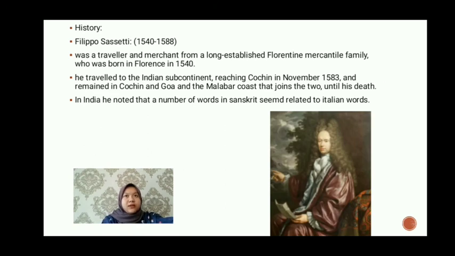Filippo Sassetti was a traveler and merchant from a long-established Florentine mercantile family, who was born in Florence. He traveled to the Indian subcontinent, reaching Cochin in November, and remained in Cochin and Goa and the Malabar coast that joins the two until his death. In India, he noted that a number of words in Sanskrit seemed related to Italian words.